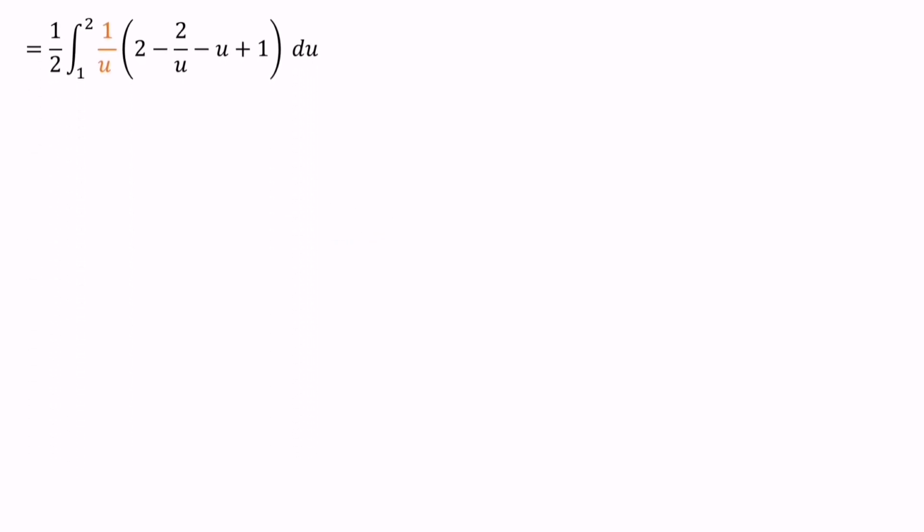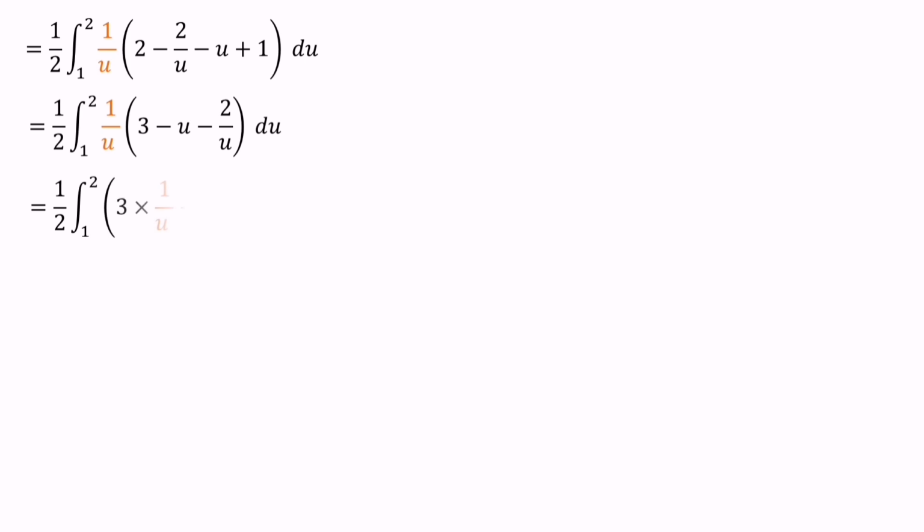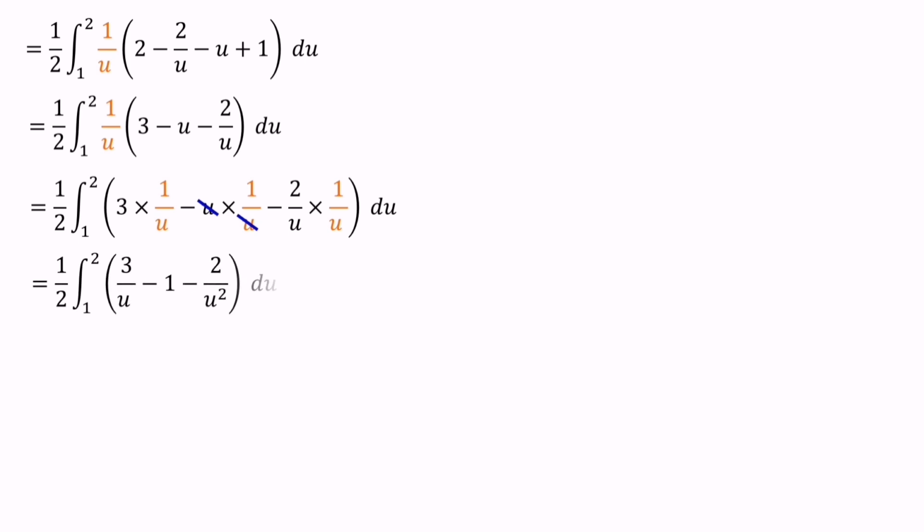Two plus 1 equals 3. After that, we can multiply all the terms by 1 over u. First one, 3 into 1 over u. Second one, minus u into 1 over u. Last one, minus 2 over u into 1 over u. Then we get the result 3 over u minus 1 minus 2 over u squared.